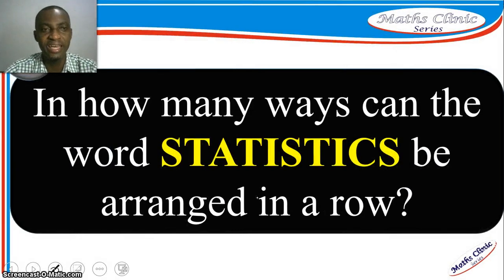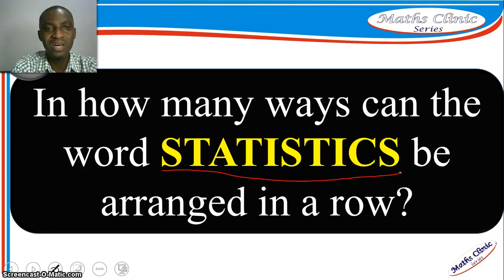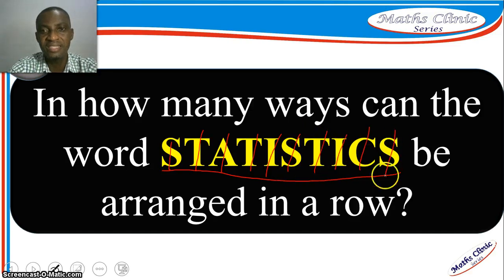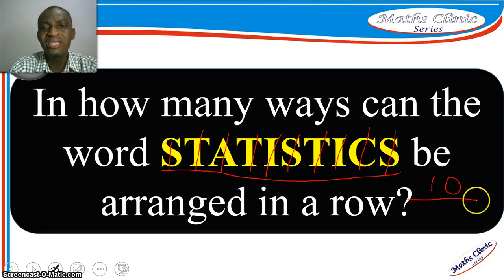We have a question like, in how many ways can the word statistics be arranged in a row? Now, here, let us assume that in the word statistics there is no repetition of letters. We could count 1, 2, 3, 4, 5, 6, 7, 8, 9, 10. Our answer from the second video that we did could have been 10 factorial ways. But we are going to have some of the letters repeating here.